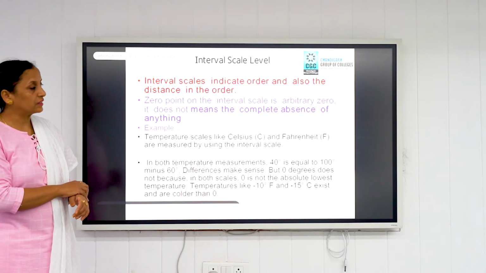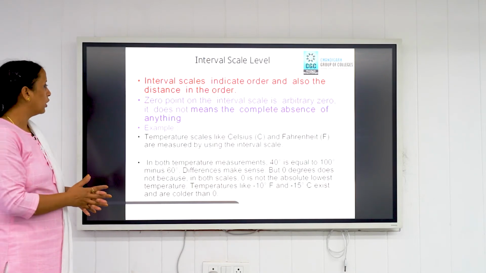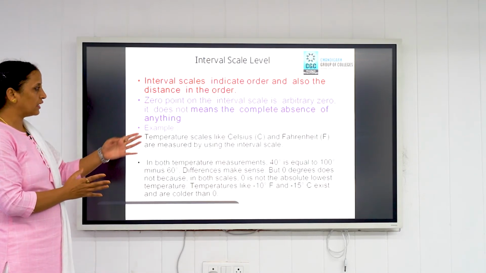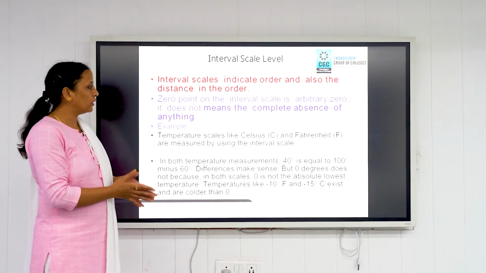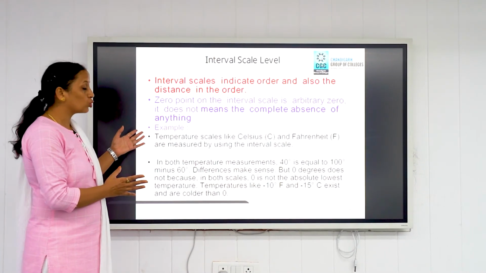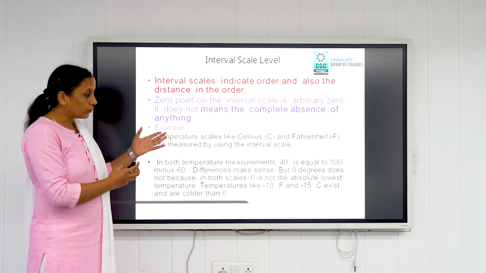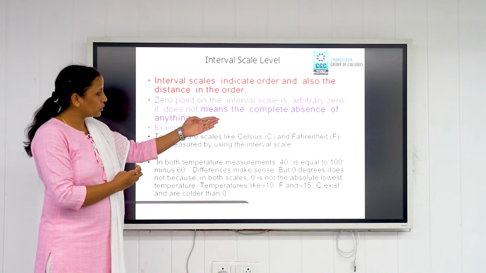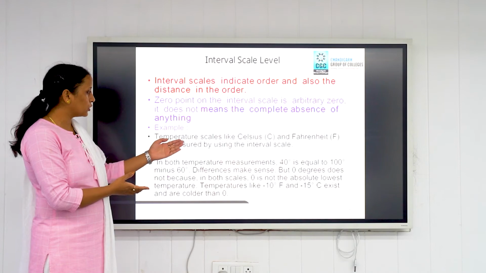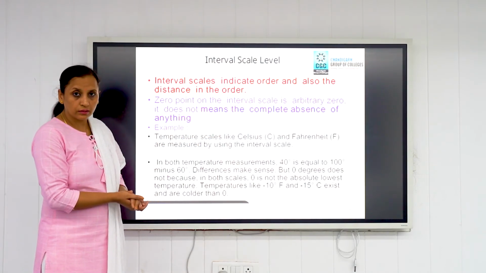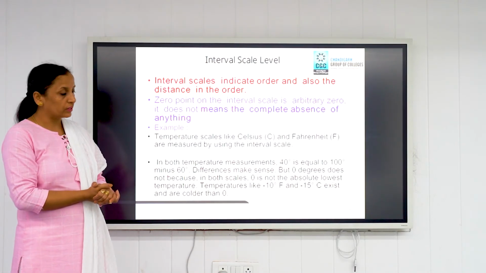Then come to the interval scale. Interval scale indicates order and also the distance in the order. The 0 point on the interval scale is an arbitrary 0, and it does not mean the complete absence of anything. So under interval data, we cannot measure anything which is absent. Like temperature scales, Celsius and Fahrenheit, which are measured using the interval scale.